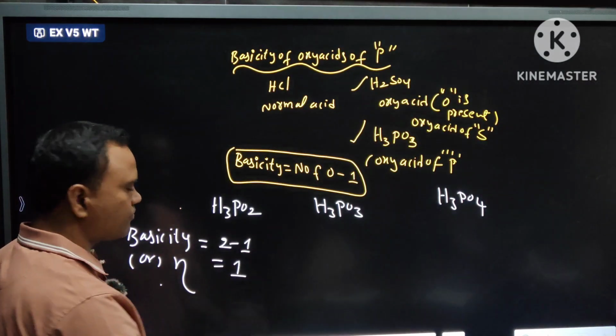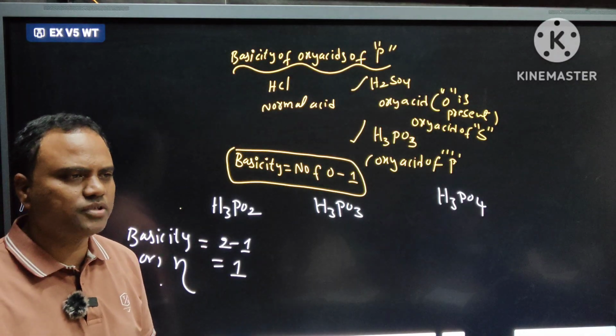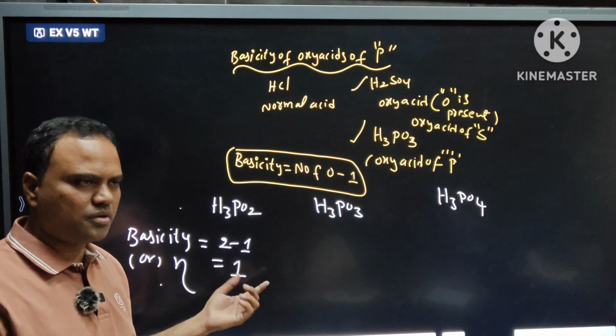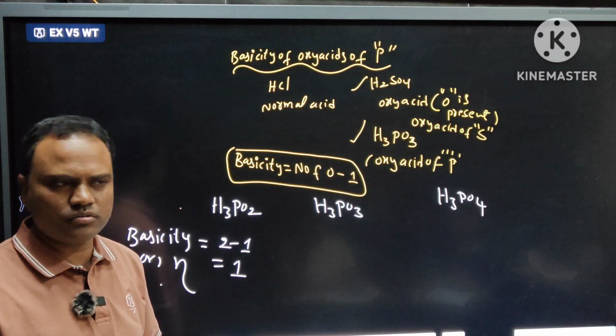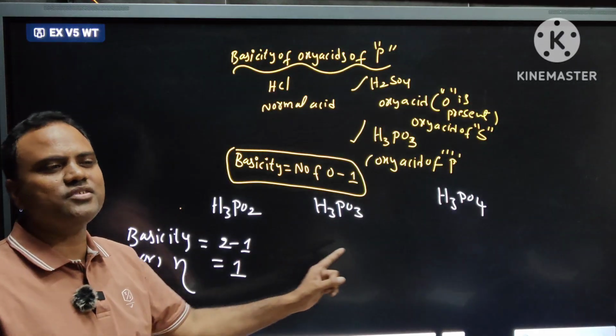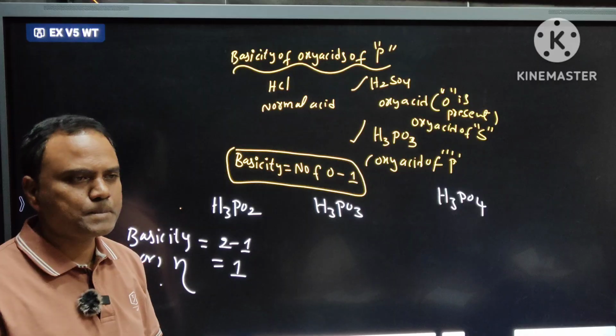So basicity is 1. Don't take 3. If you take 3 as basicity, you will get the wrong answer. Some students will think that 3 hydrogens are present, so basicity is 3. That is wrong. Clear? In which case? In oxyacids of phosphorus. In other cases, you can take directly.